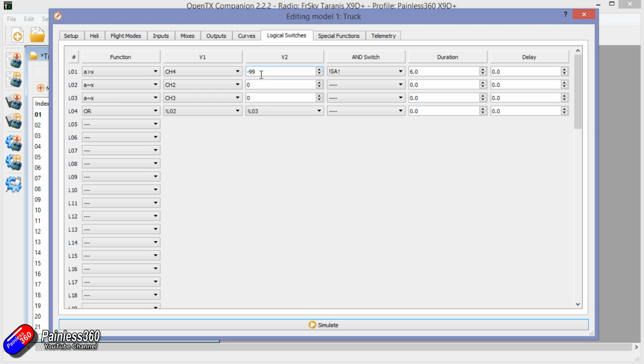So basically, if it goes above the very bottom value and the switch isn't in the back position, we don't necessarily need that, but I find it's working better this way. So if SA has already moved out of position and channel 4 has gone up, then for a duration of 6 seconds, turn logical switch 1 on. Now that seems really complicated. All we're saying is when channel 4 moves off the very lowest channel value, then turn on for 6 seconds.